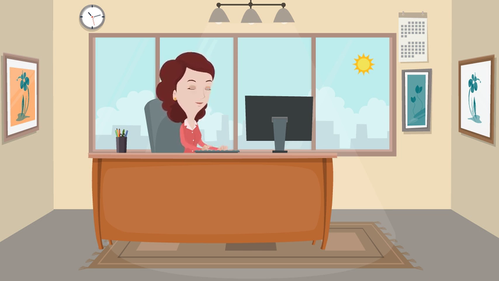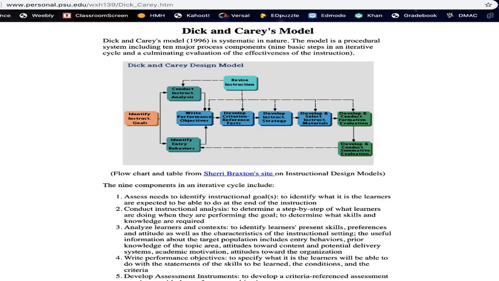Now, the latter is the most self-explanatory to me, but the former needed a little more. Enter Google. I couldn't find an author or date, but the URL is from Penn State University, and the webpage is titled, conveniently, Dick and Carey's Model. Sounds legit. And this unknown person let me know that conduct instructional analysis means that you determine a step-by-step of what learners are doing when they're performing the goal. Okay, that makes more sense now.